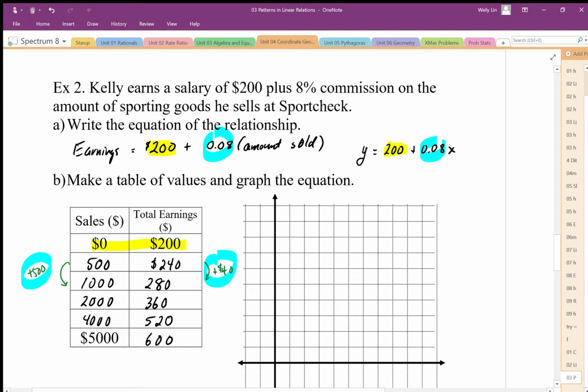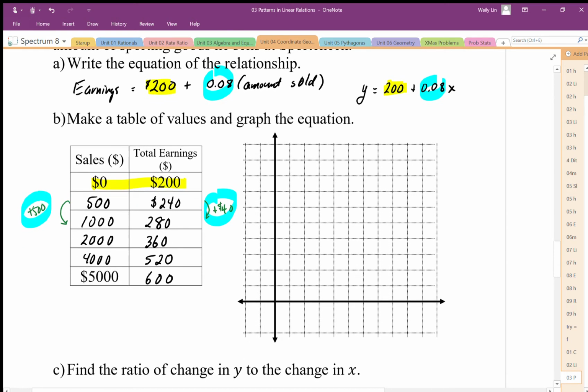Okay, so let's graph this and we can answer the rest of the question here. My scale here, I'm going to go up to 5,000. So 1,000, 2, 3, 4, 5. This is going to be the sales. Make sure you label your axis. For the earnings, we're going to go up to 1,000, so I'm just going to go up by $100. This is my earnings. It's going to be $100 of earnings, $200 of earnings, etc.